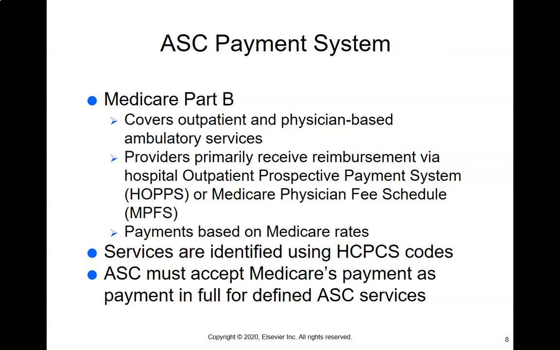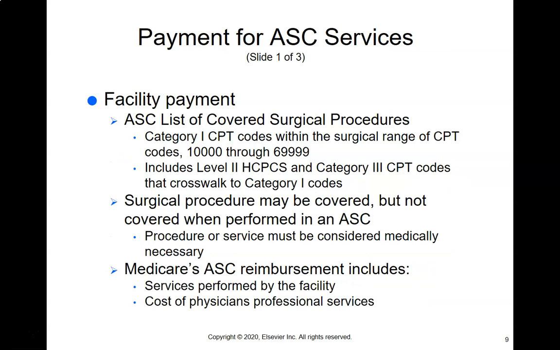Providers primarily receive reimbursement via the hospital outpatient prospective payment system or the Medicare physician fee schedule, and payments are based on the Medicare rates. Services are identified using HCPCS codes, and the ASC must accept Medicare's payment as payment in full for defined ASC services. Payment for ASC services. Payments made to the ASCs from private insurers are based on the contract the facility has with the payer. Insurance carriers use fee schedules that are contracted and maintained on an annual basis with the ASC.